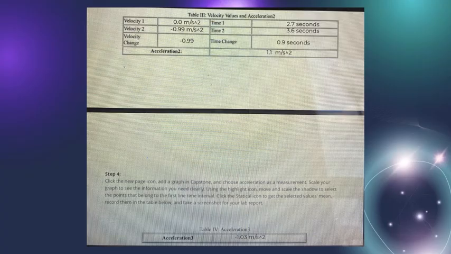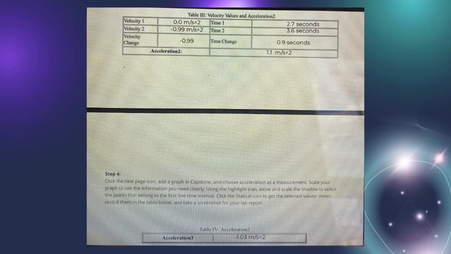Our velocity change was a negative 0.89. For example, time 1 was 2.7 seconds, and our time 2 was 3.6 seconds, and our time change was 0.9 seconds, resulting in acceleration 2 being 1.1 meters per second squared.